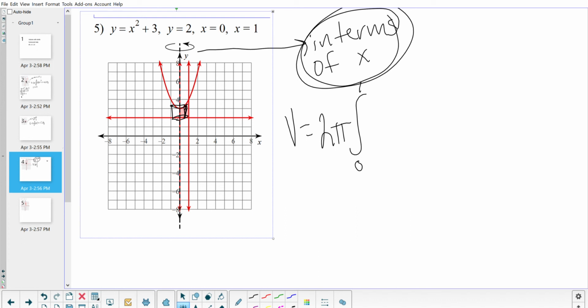So 2 pi, r in this case is x, just like in the last two examples it was y both times. So the variable you're doing this with respect to is always the radius. And then this time, instead of right minus left, it's going to be top minus bottom. So it's going to be x squared plus 3 minus bottom, which is y equals 2, and then this time times the thickness of that shell, dx. And you would plug that into your calculator.